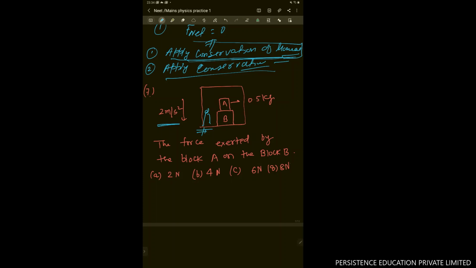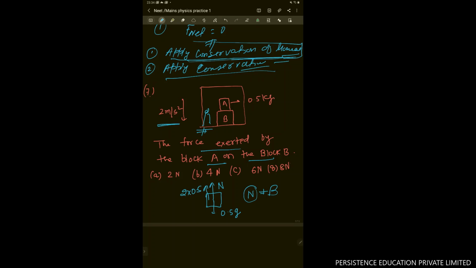What we are finding is the force exerted by block A on block B. In turn, the question is asking what is the normal reaction between A and B. The mass of B is not given, so let's analyze. The normal reaction applied by B on A will be N. The mass is 0.5 kg, G, and 2 meters per second square. There will be a pseudo force here, 2 into 0.5.